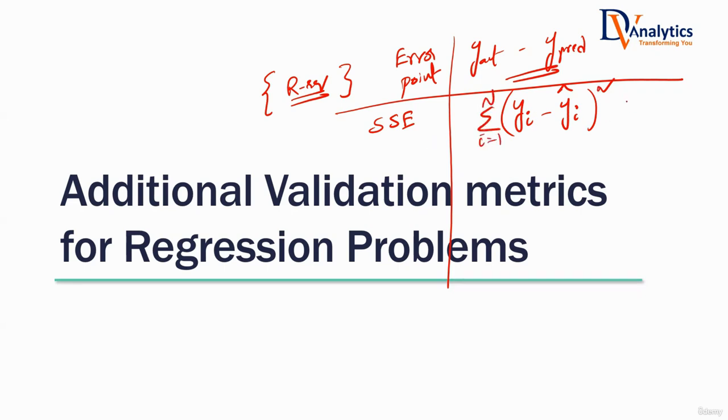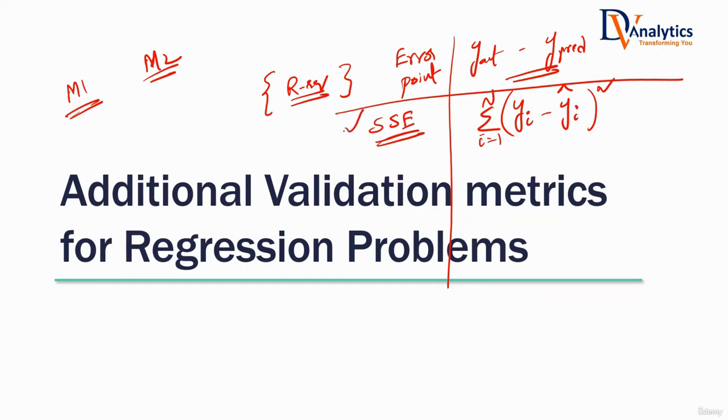Tell me, for a good model, if you're comparing sum of squares of error, that should be a higher value or a lower value? When you're comparing two models, M1 versus M2, which model would you pick? The model that has lesser sum of squares of error. So can I use sum of squares of error as one of the model validation metrics for regression cases?